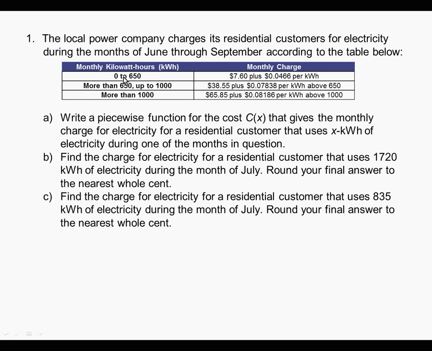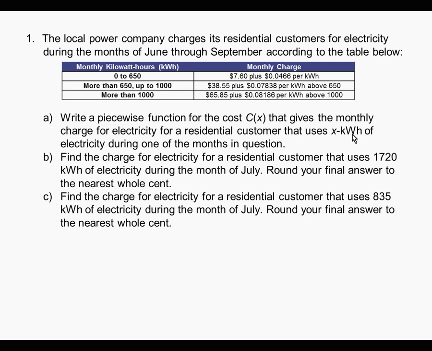If your kilowatt hours are between 0 and 650, it's 7.60 plus 0.0466 per kilowatt hour. For 650 to 1,000, it's 38.55 plus 0.07838 per kilowatt hour above 650. And more than 1,000, it's 65.85 plus 0.08186 per kilowatt hour above 1,000. So part A, write the piecewise function for the cost C of x that gives the monthly charge for electricity for a residential customer that uses x kilowatt hours of electricity during one of the months in question.